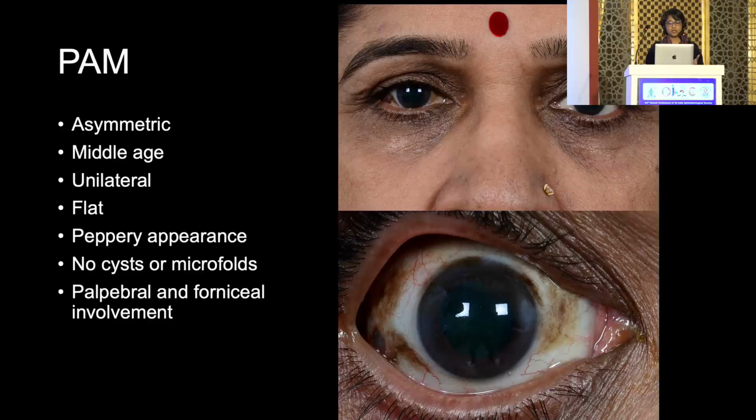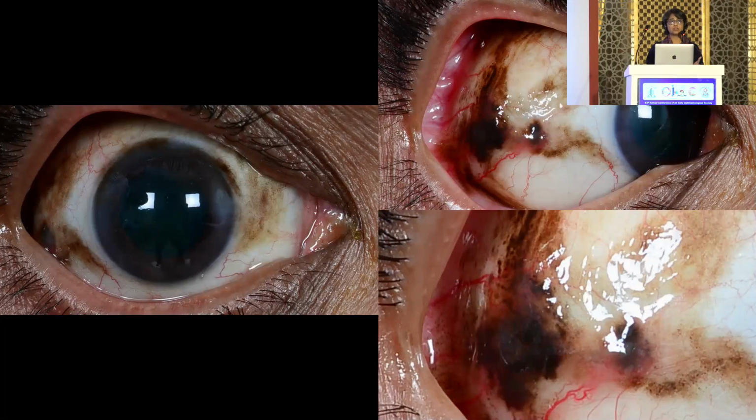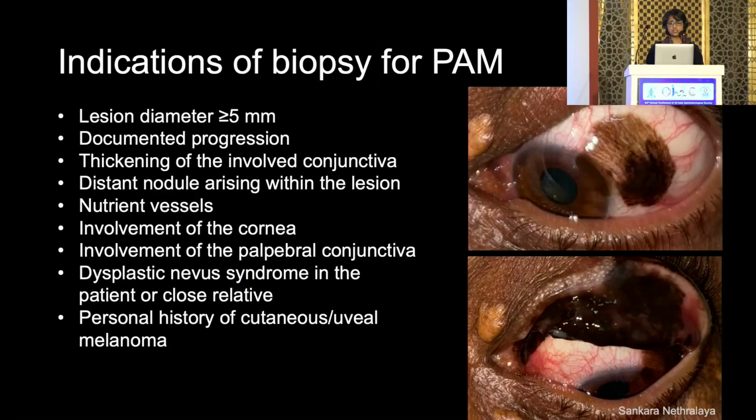It is asymmetric, seen in the middle age group, unilateral with a flat peppery appearance, and unlike a conjunctival nevus, it doesn't have cysts or microfolds. Also the involvement includes the palpebral and the fornicial involvement, which is another sign that you need to possibly go in for a biopsy, and you need to look at the fornices carefully because it can harbor nodularity or a conversion to melanoma. So these are the indications for biopsy: larger lesions, documented progression with focal thickening or nodularity, presence of feeder vessels and involvement of the cornea.